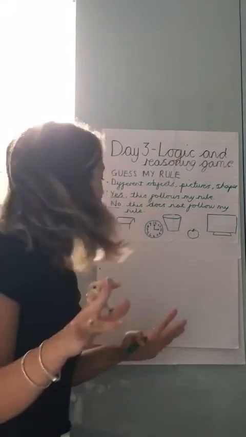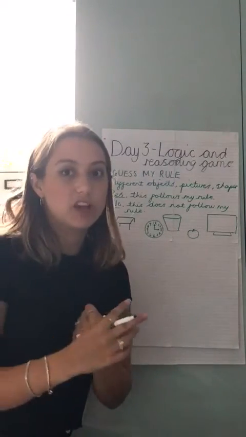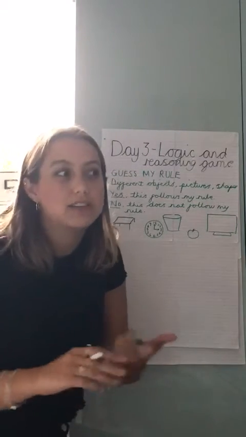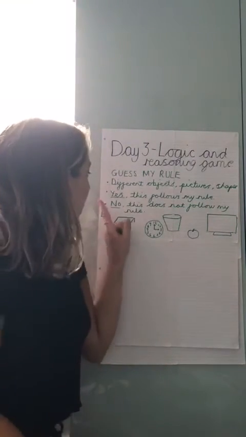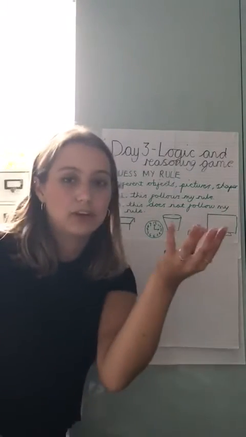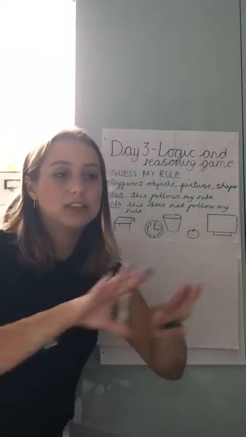So let's say your rule is, it could be that they've got a certain colour in them, it could be that they've got a certain line, could have like 4 straight lines, could have a curved edge. And then your partner is going to get your objects and say, does this follow your rule? And your yes and no's, you're going to have 2 piles.